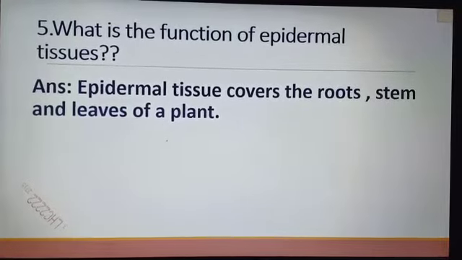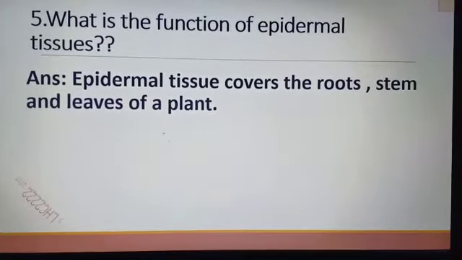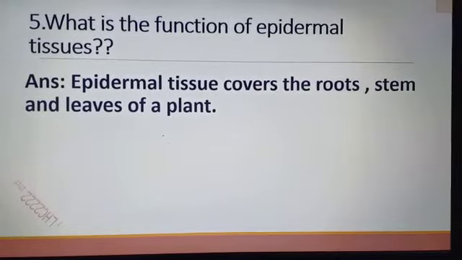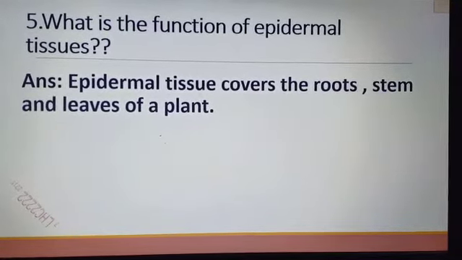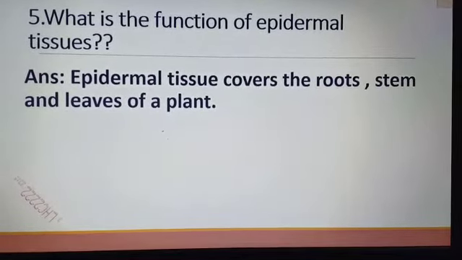Here is question number 5, and the question is, what is the function of epidermal tissues? Answer is, the function of epidermal tissues is to cover the roots, stem and leaves of a plant.